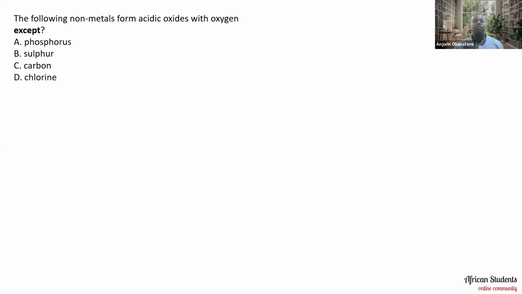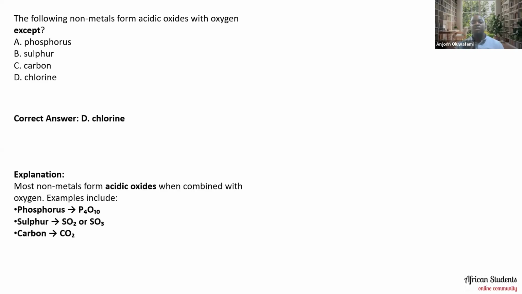The following non-metals form acidic oxides with oxygen, except: is it phosphorus, sulfur, carbon, or chlorine? Except chlorine. And the reason is because most non-metals form acidic oxides when combined with oxygen. Examples include phosphorus, P4O10, sulfur, SO2 or SO3, and then carbon, CO2.